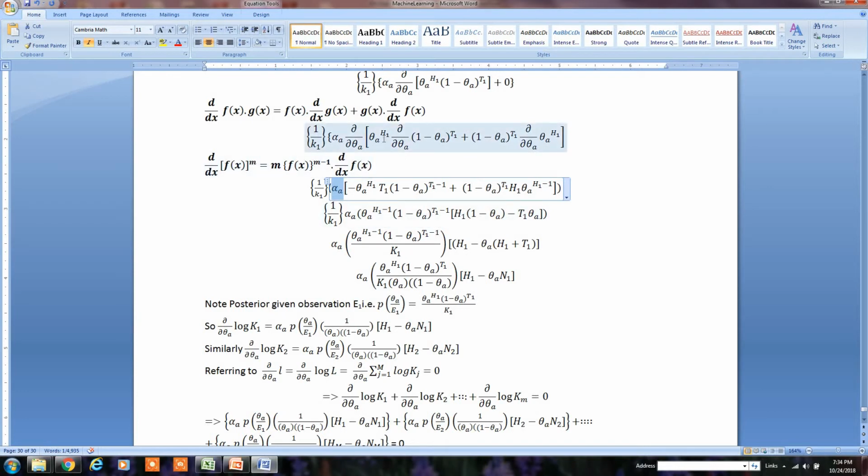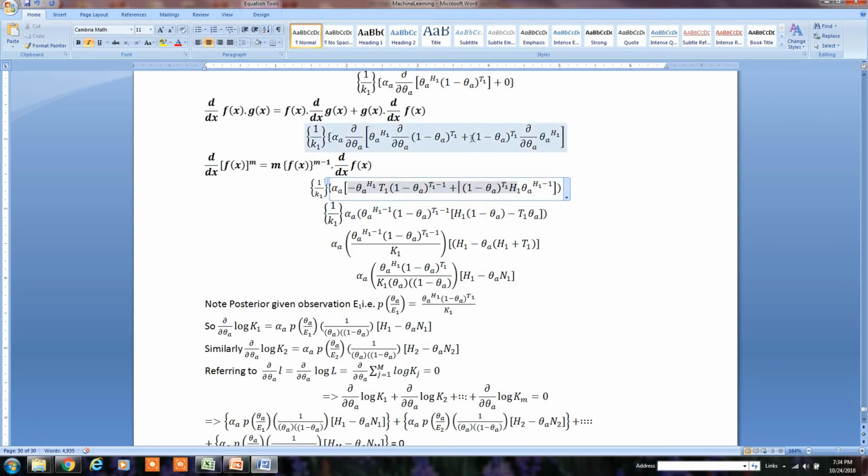So theta a to the power h1 comes as it is. Then when we differentiate this function, t1 into 1 minus theta a to the power t1 minus 1, and then this is same as this one, and then we have to differentiate the function of x. Then we have to differentiate 1 minus theta a. So when we differentiate 1 minus theta a, the negative term comes here. That's why we have this complete derivation.